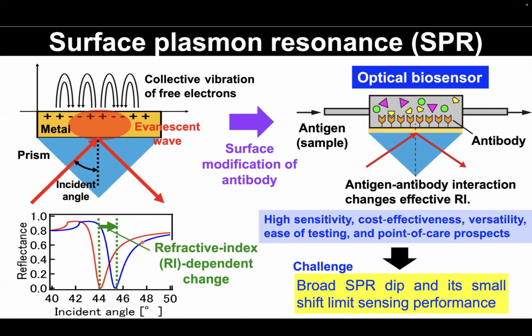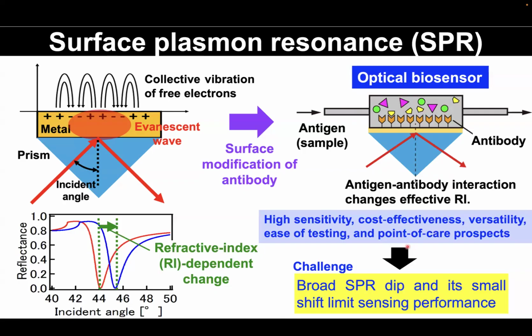Since this SPR dip shift depends on the sample RI via the electric field induced by the surface plasmon, it enables a sensitive measurement of sample RI. Furthermore, if surface modification is made on the sensor surface, antigen-antibody interaction changes the effective RI near the sensor surface. It means that the SPR acts as an optical biosensor.